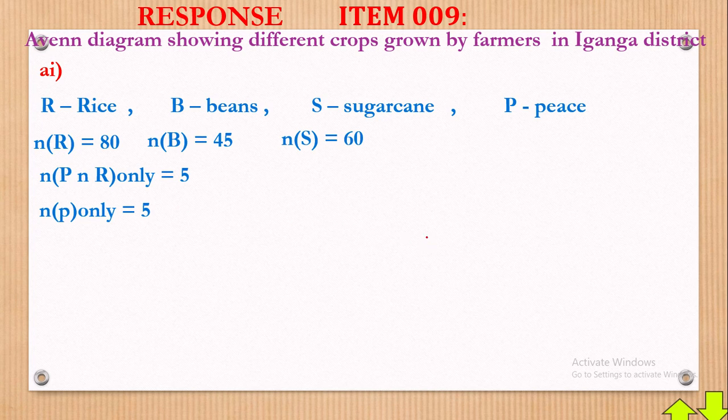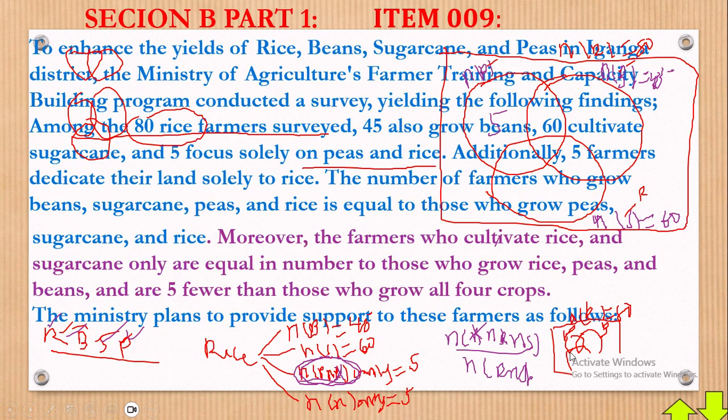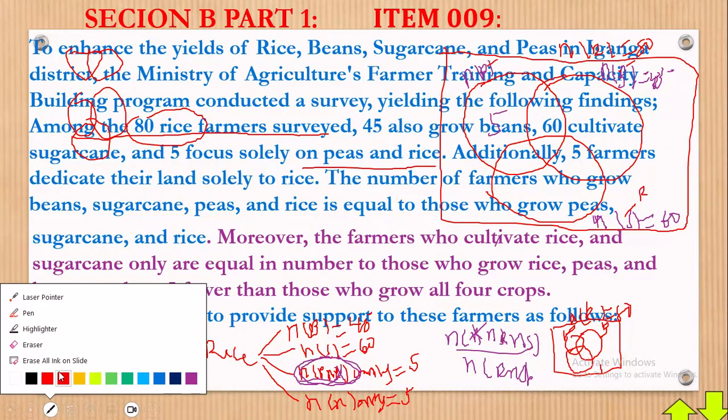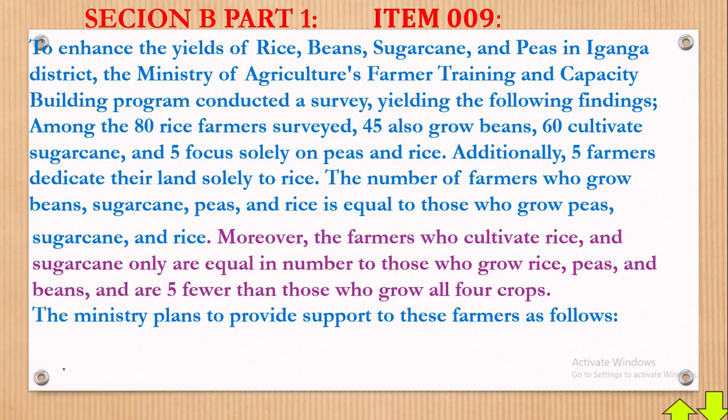Maybe let's go and look at the logic part. Allow me to clear this off such that you can analyze with the logic. All right, good. So the logic they're saying: the number of farmers who grow beans, sugarcane, peas and rice, you join them using intersections.